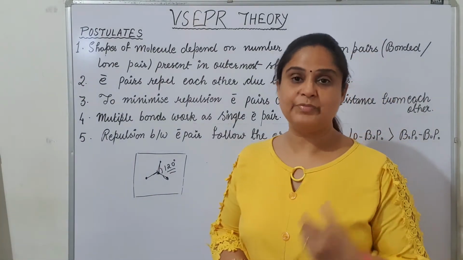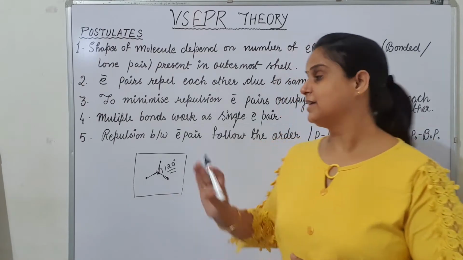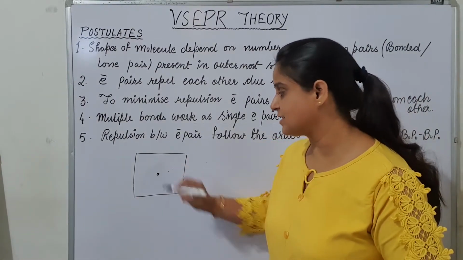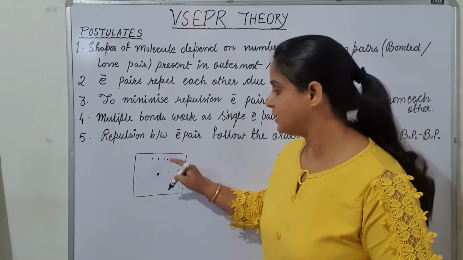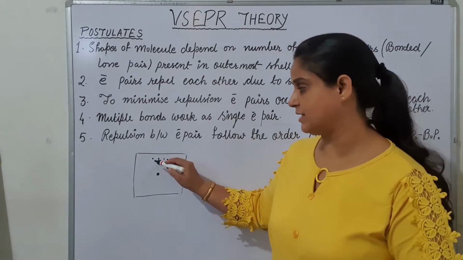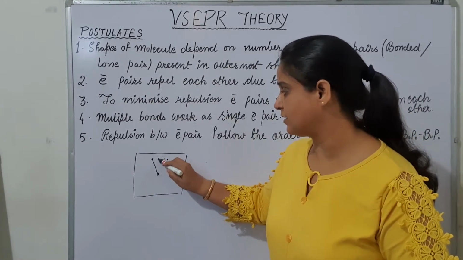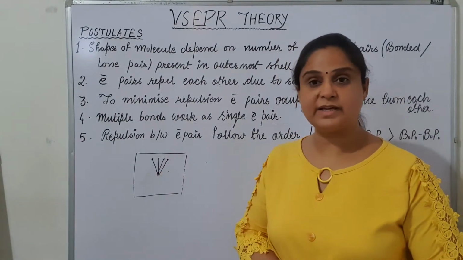Now let us assume that what would be the possibility if 4 atoms are connected. The same room is there, I am giving you, and one central atom is there. This time I am adding 4 atoms, and these 4 atoms have to connect with the central atom. Okay, I am connecting them with the central atom. 1, 2, 3, 4. So 4 bonds they have formed.